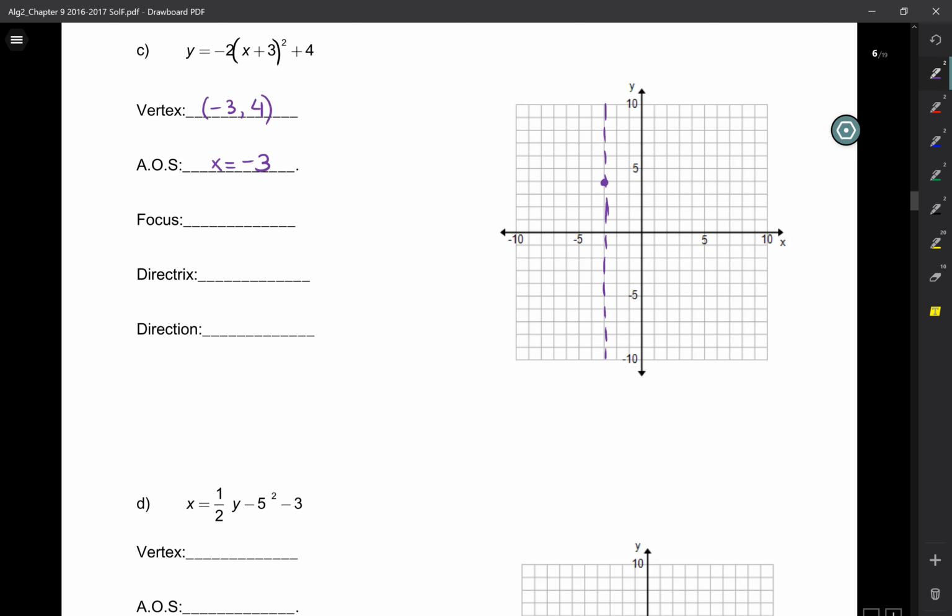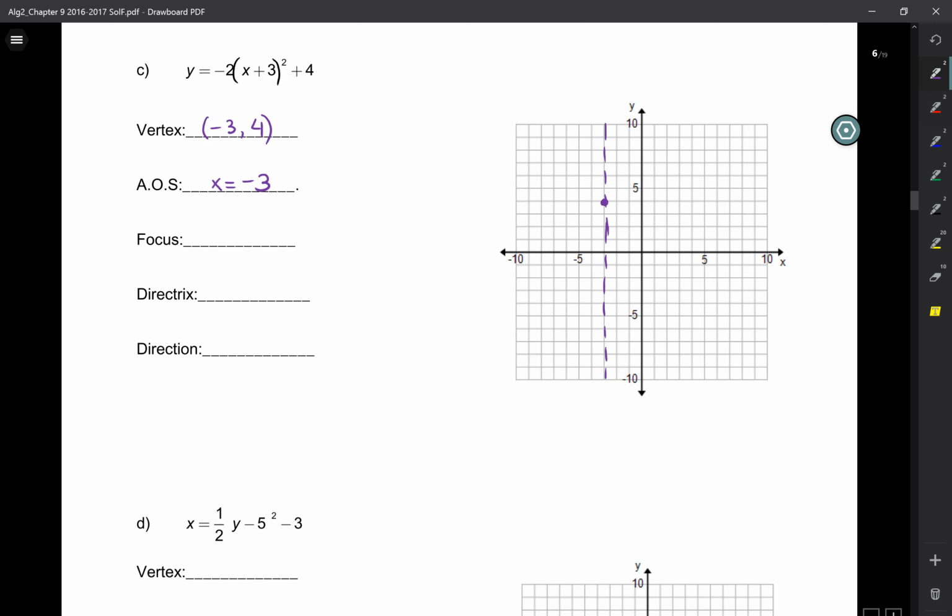Okay, now focus, right? For the focus, how much is A? A is negative 2. Good. Now, 1 over 4A is how much? 1 over negative 8. So it's negative 1 over 8. Okay? So the focus, is it going to be above, below, to the left, or to the right of the vertex? Below the vertex, right? Because it opens down, so it's got to be below the vertex.